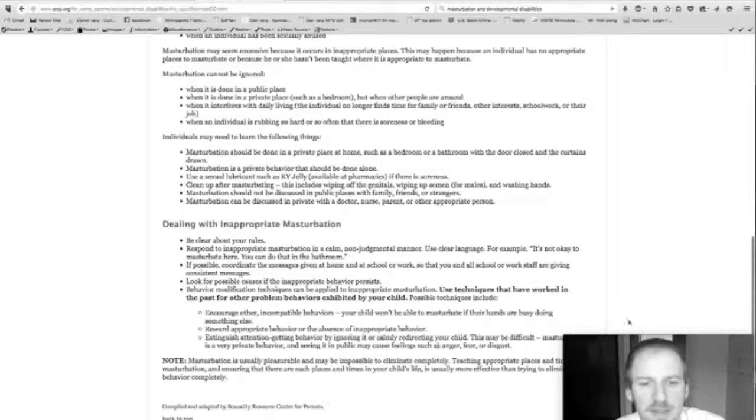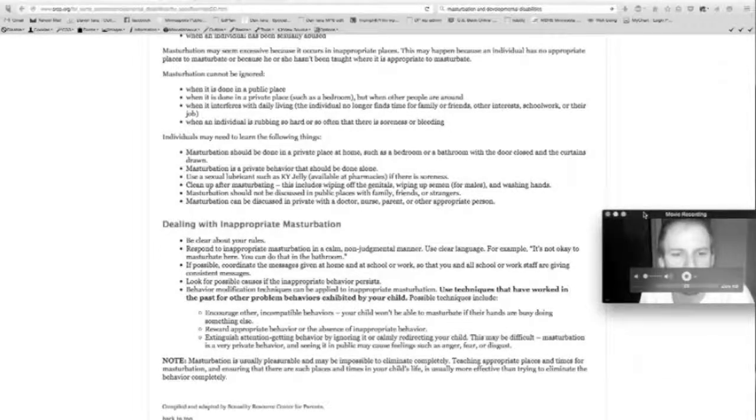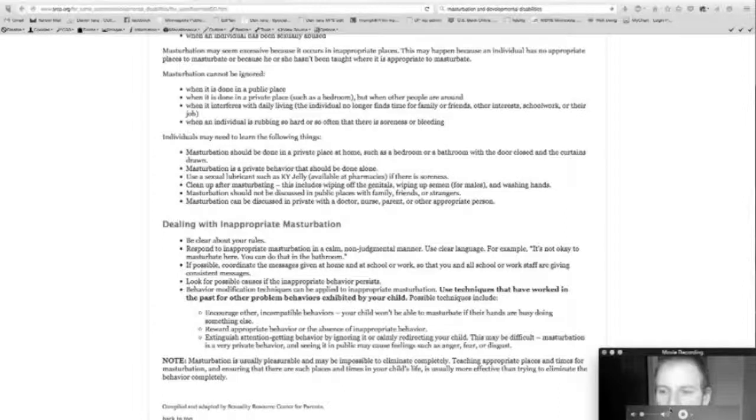And it says masturbation is usually pleasurable and may be impossible to eliminate completely. Yeah, I can see that. Teaching appropriate places and times for masturbation and ensuring that there are such places and times in your child's life is usually more effective than trying to eliminate the behavior completely. Okay.